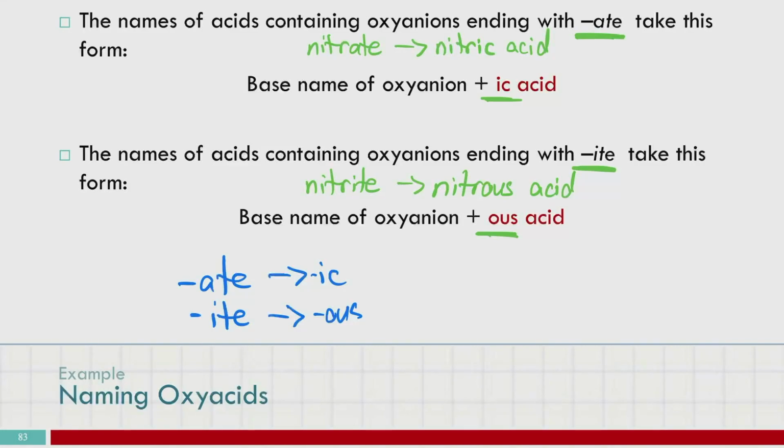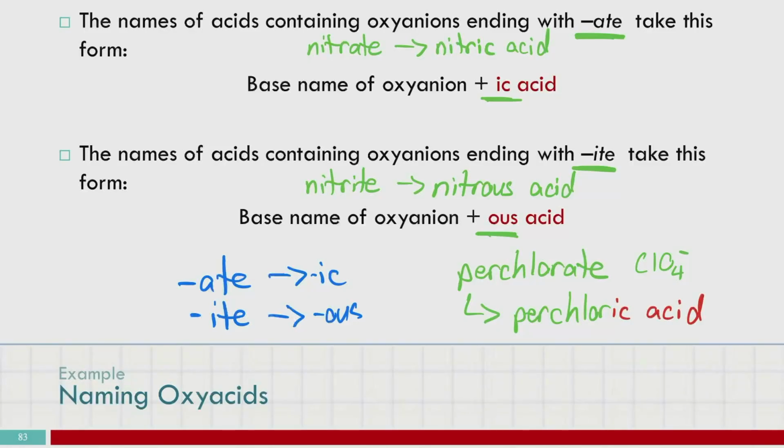Notice that there's no mention of per or hypo. We don't remove or change per or hypo if we have those. So an example, perchlorate, which is ClO4 minus. If we make an acid out of that, this will be perchlor, change the ending to IC, and add acid. So perchloric acid.